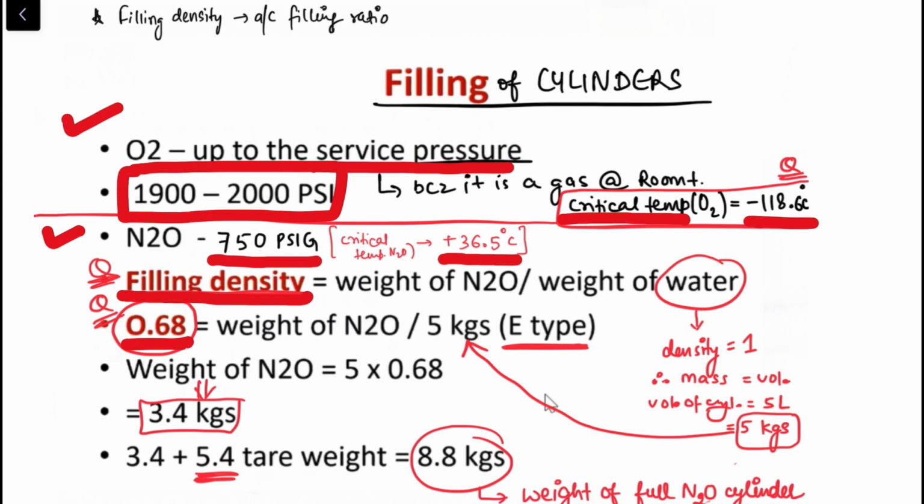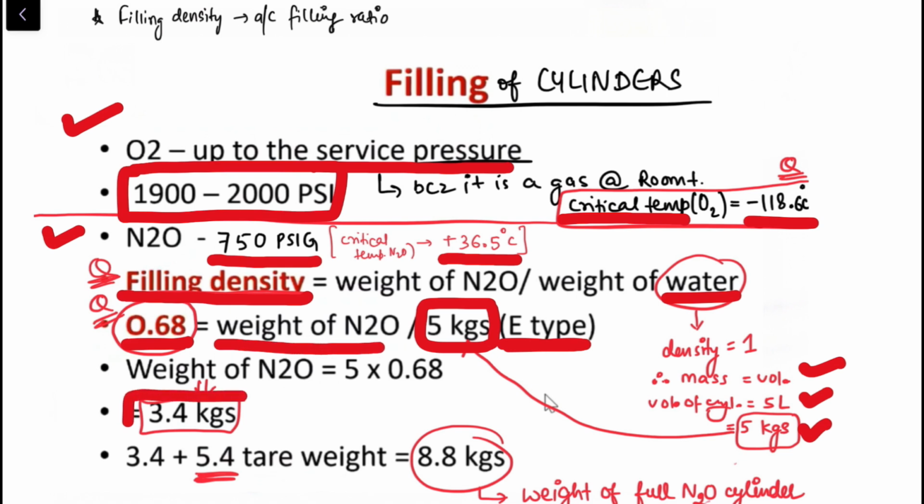By this calculation, water has a density of 1, therefore the mass is equal to the volume of the cylinder. What we usually fit in the anesthesia machine is 5 liters, so it will be 5 kg weight. If we substitute the weight of water with 5 kg, which is the E type cylinder, we can know the weight of nitrous which is filled, which is 3.4 kgs.